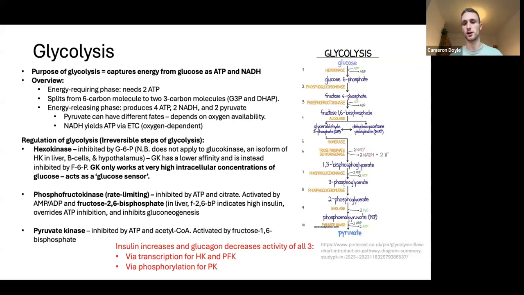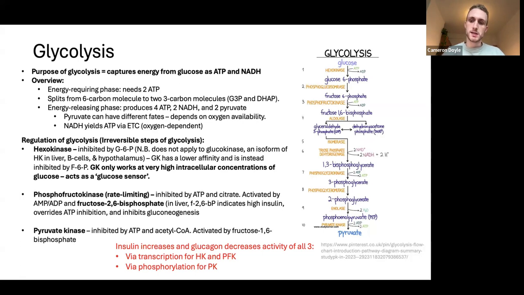Okay, so glycolysis. Glycolysis is the first part of glucose metabolism. The purpose of this is capturing some initial energy as ATP from glucose, and is also producing these reducing agents, NADH, which can then go into mitochondria and participate in oxidative phosphorylation in mitochondria to produce additional ATP. So that's the main point of it.